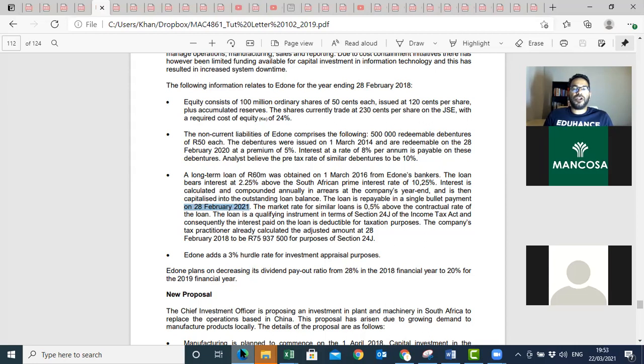So from 1 March 2016 up until 28 February 2021 is how many years? So from 1 March 2016 to 28 February 2017 is 1 year. 2018 is 2 years. 2019, 2020, 2021. So it's 5 years. So that full loan is a 5-year period.